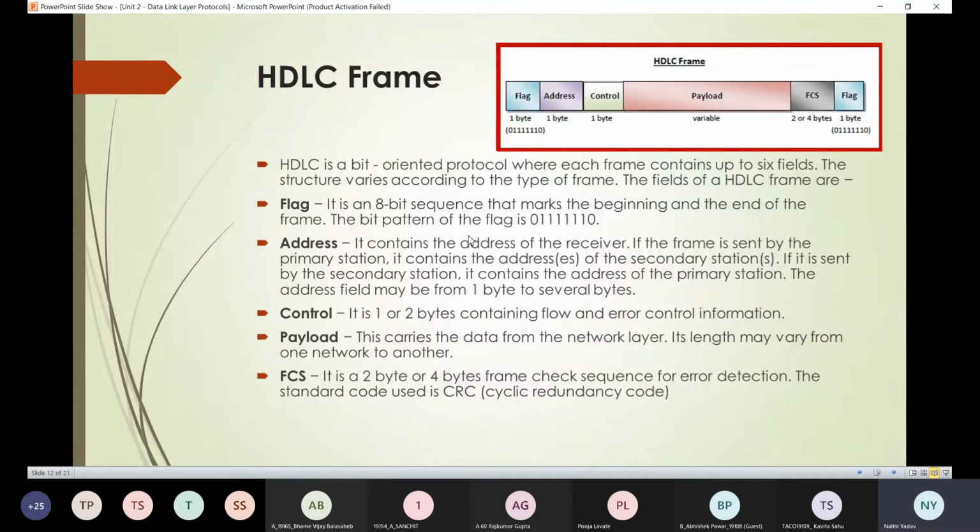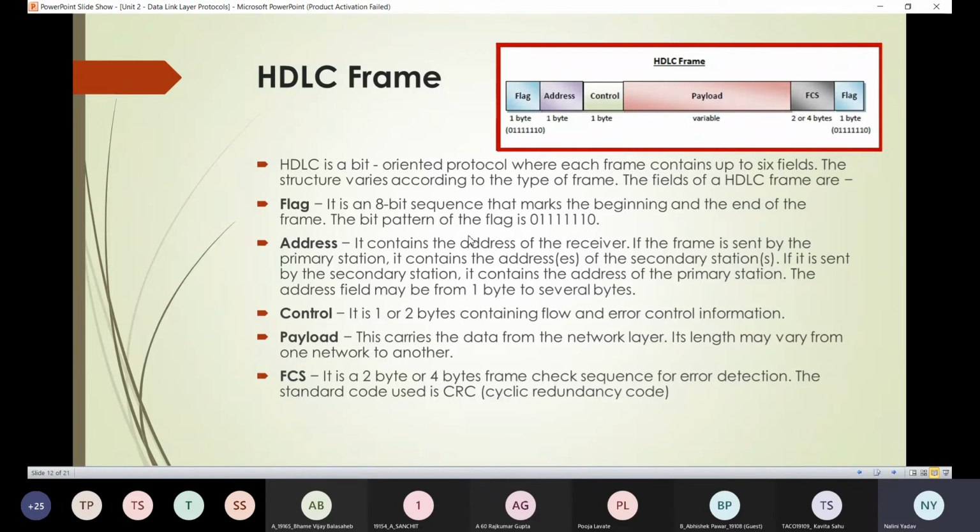Then we have an address. Now what does this address contain? This address contains the address of a receiver. If the frame is sent by the primary station, it contains the address of the secondary station. And if the frame is sent by the secondary station, it contains the address of the primary station. The address field may be from 1 byte to several bytes. So this is about the address field. Then I have a control field. This contains the control information about the flow and error control. Fine. So the control bits have control over the flow and error.